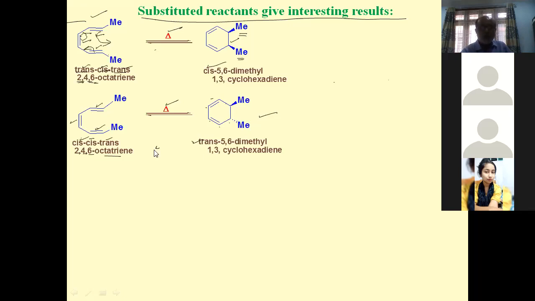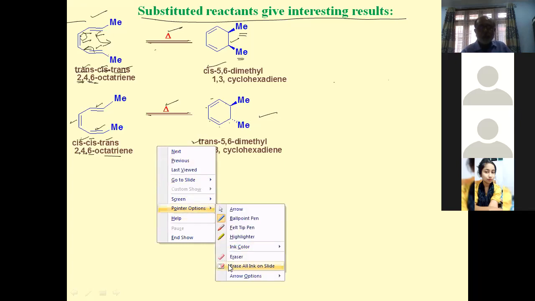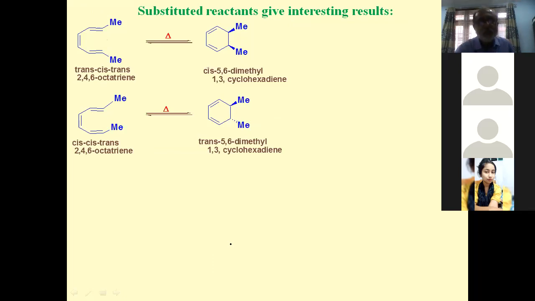Let me rub this one, otherwise it has become too much. Okay, now it is clear. So this is what we see. In this case, this is your cis product, and here we get trans when the configuration of this triene is of this nature. But if we do it photochemically, when we do the photochemical reaction of the same one, this one gives you this cis product, and this one gives you trans.